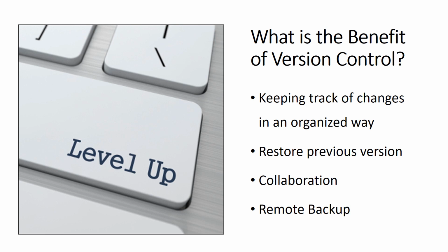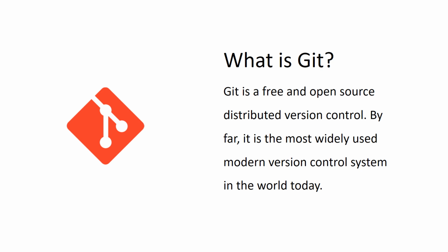In this course, we are actually going to talk about 3 different technologies. It's one technology, but 3 different software to it. So I'm going to discuss them one by one. The first one is Git. What is Git? Git is a free and open source distributed version control system. By far, it is the most widely used modern version control system in the world today. If you're looking for a new job or getting into the software industry, there's a big chance that they will ask, have you ever used Git version control? Git is very, very popular.